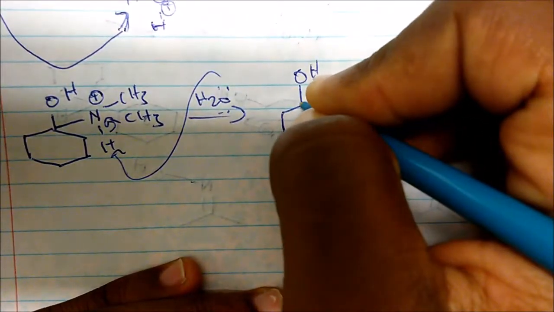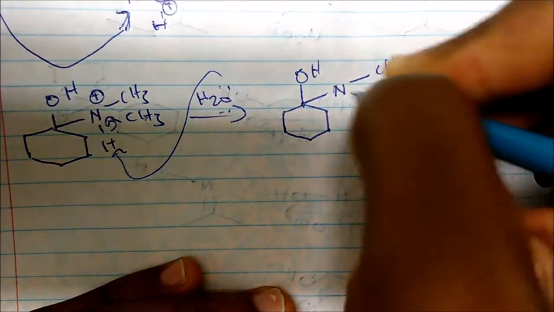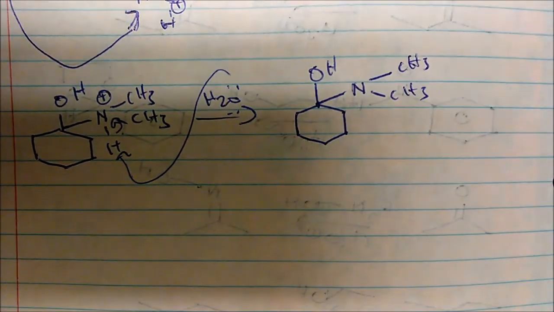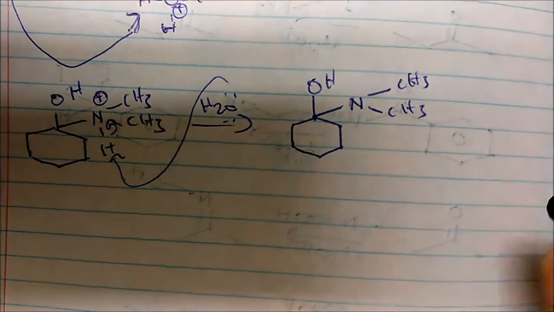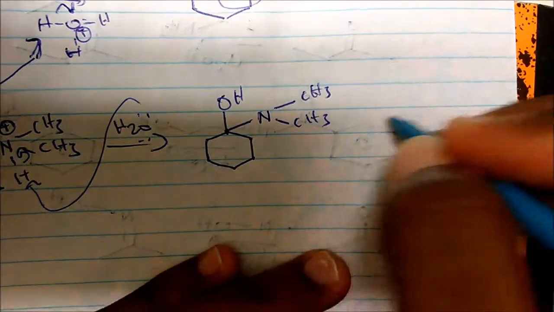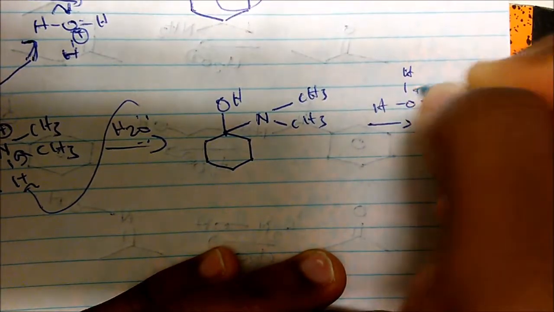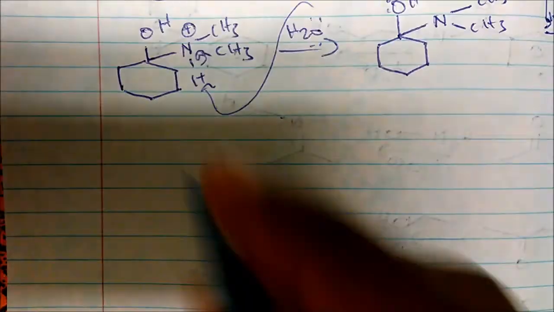We have a hydroxyl or alcohol group, and the nitrogen now has 2 CH3s around it, so it's neutral. So what do you guys think will happen next in the reaction? In order for this reaction to go forward, we have acid in solution, okay? And the lone pairs on the oxygen will actually come in and take one off, okay?